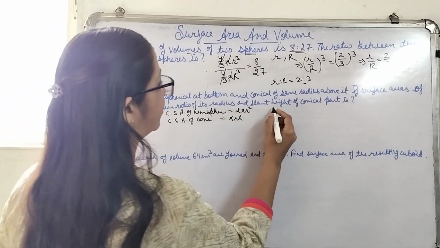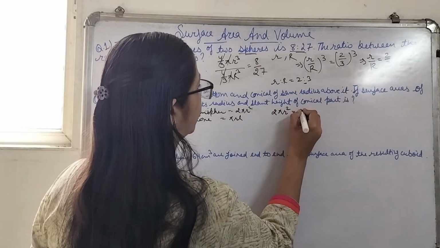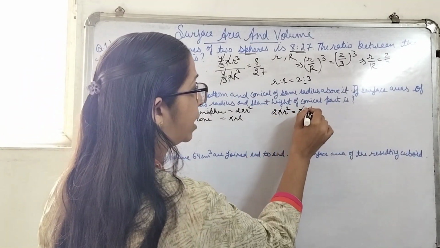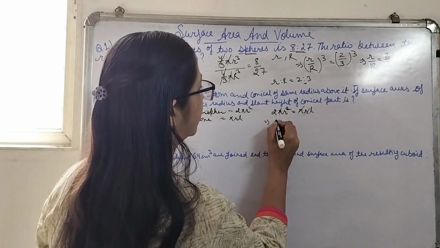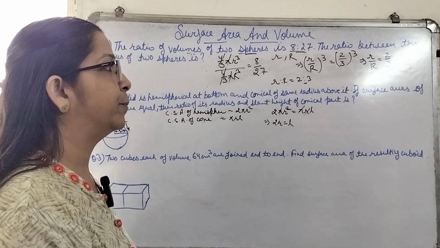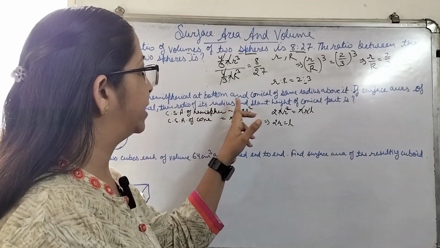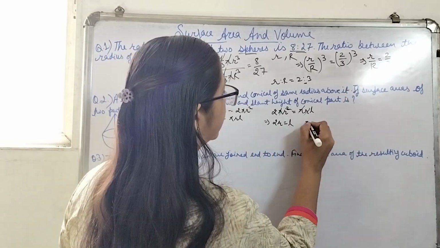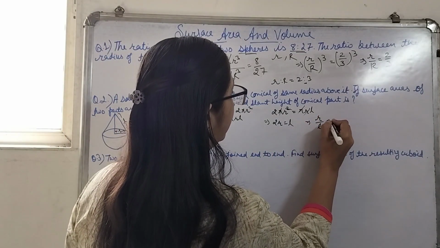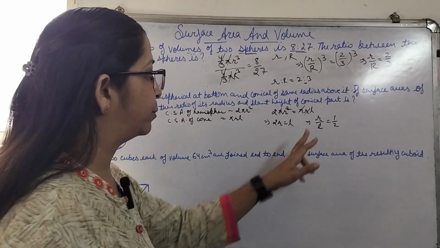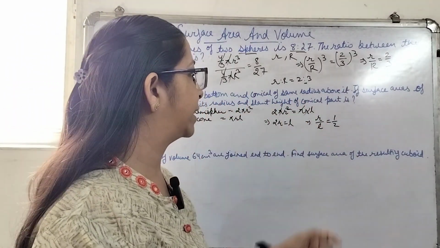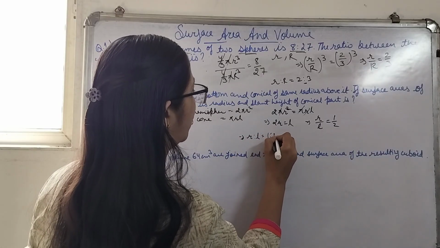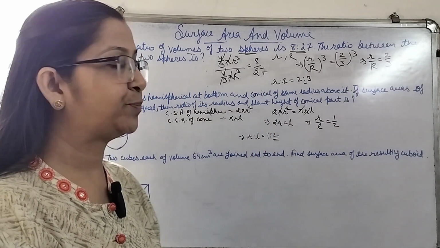That simply means 2 pi r square is equivalent to pi r l. From here we can see that pi could be cancelled. One of the r could also be cancelled. That simply means 2 times r is equivalent to l. Now we have to find the ratio of radius and slant height of the conical part. So if I take this l over here, this could be written as r over l is equivalent to 1/2. That means the ratio of radius to slant height is 1:2, and this is only what is required.